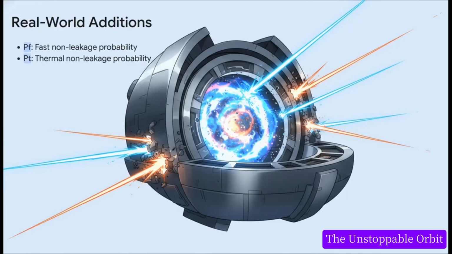These 2 new characters are here to account for a super simple physical reality, leakage. Because our core actually has edges, neutrons can just fly out of the system entirely. So PF stands for the fast non-leakage probability. Basically the odds that our high-speed baby neutrons don't immediately escape the boundaries of the reactor. And PT is the thermal non-leakage probability. That's the odds that our fully slowed down neutrons stay inside the core long enough to actually do their job.